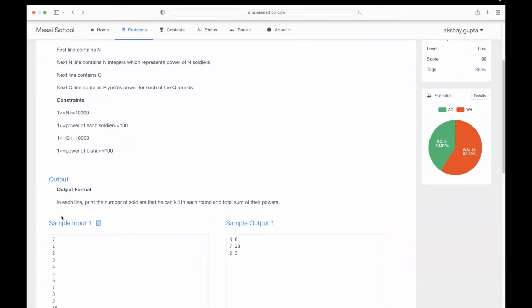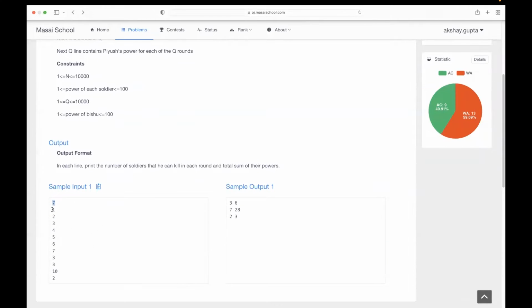In the sample input, the first line is n, the number of soldiers, and the n following lines are the powers of the n soldiers. The first soldier has power equal to 1. So it is power 2, 3, 4, 5, 6, and 7. Now this line is the value of q, meaning we have 3 rounds to fight, and the following 3 lines have the power of Piyush in each round. In the first round, Piyush's power is 3. Second round, Piyush's power is 10. Third round, Piyush's power is 2.